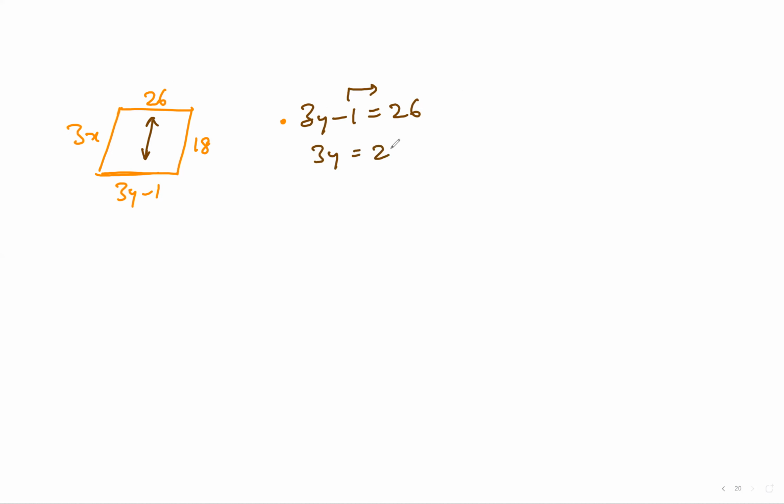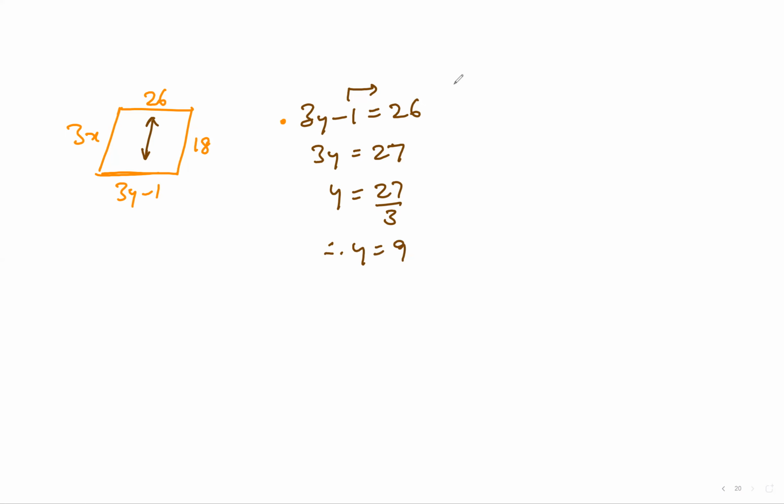And now let us see about sides. These are the problems given in the textbook. We have already seen, but let me recall. This is 26, this is 18, this is 3y minus 1, and this is 3x. So the first point: these two are equal, opposite sides are equal, right? 3y minus 1 is equal to 26. When you transpose minus 1, 3y is equal to 26 plus 1, 27. And y is equal to 27 divided by 3. So therefore y is equal to 9.